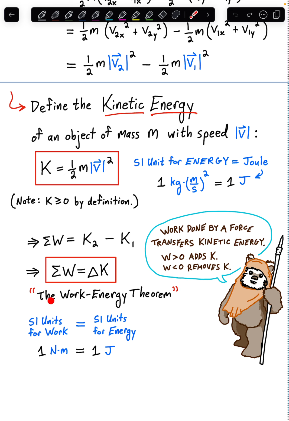What this equation is telling us, this principle, is that work represents a transfer of energy. And since the work-energy theorem spells out the word E-work, this E-work is here to tell us that work done by a force transfers kinetic energy. Positive work is going to cause a positive delta K, meaning positive work adds kinetic energy. Negative work means a negative delta K, meaning negative work removes kinetic energy.